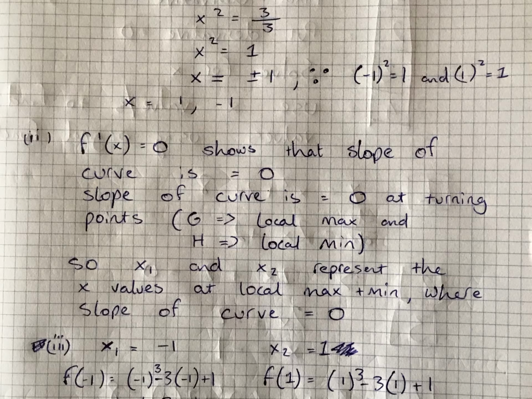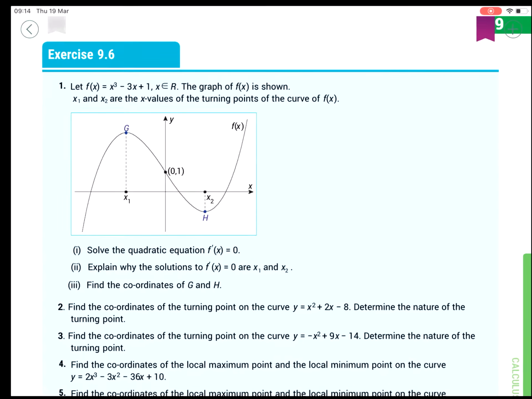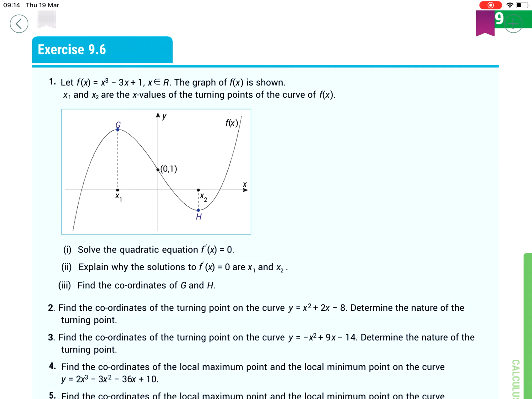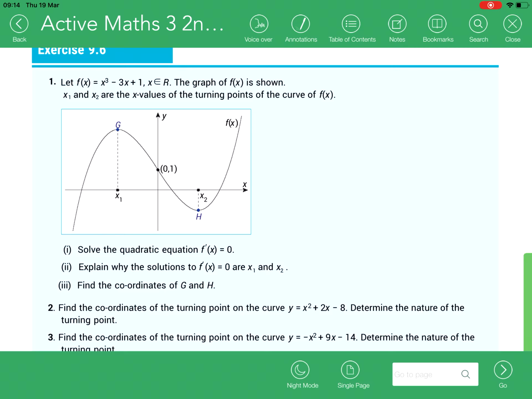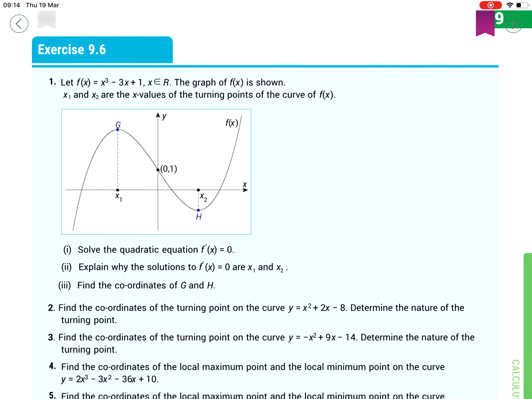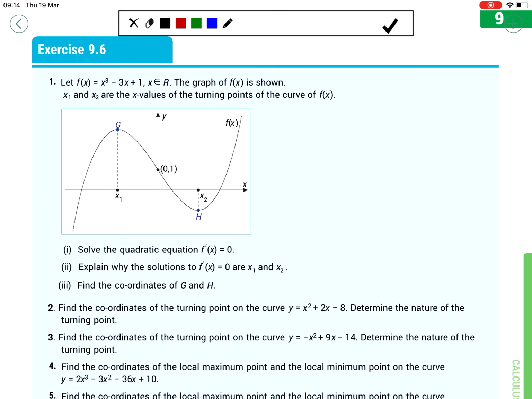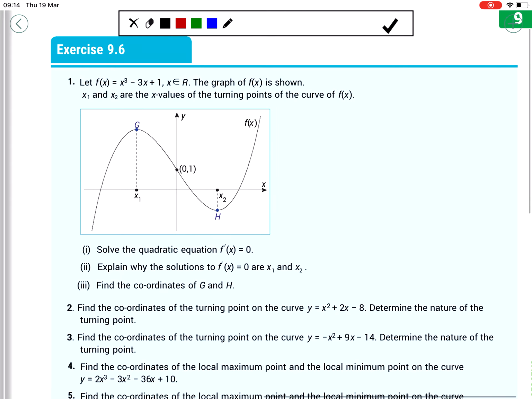If you look back at the diagram, we can see that at the point G and at the point H, there is a straight line of a tangent. If I was to draw a tangent there, and let's do it very quickly, if I was to draw a tangent, it would be, let's see if this works for me now.